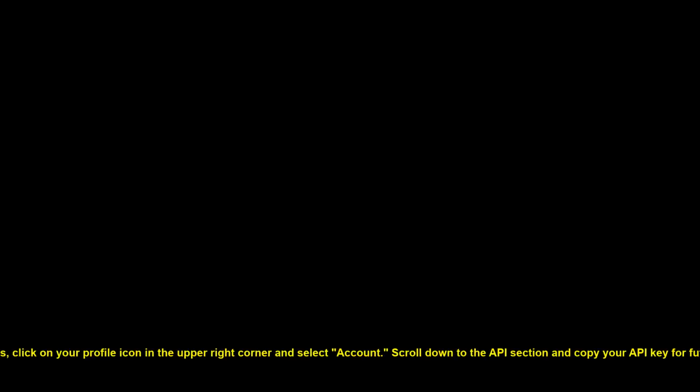Log into your Airtable account and open the base that contains the data you want to visualize. Next, gather the API key from your Airtable account. To do this, click on your profile icon in the upper right corner and select Account. Scroll down to the API section and copy your API.